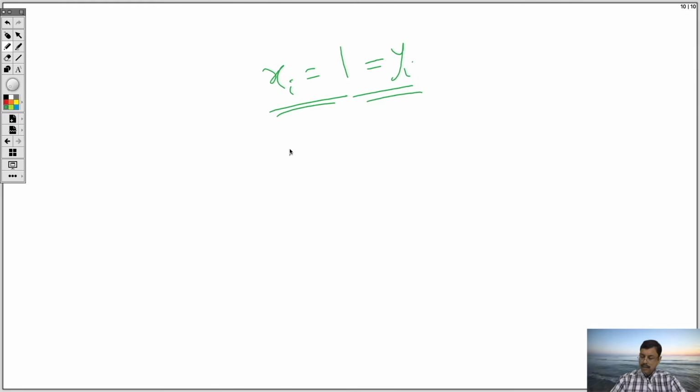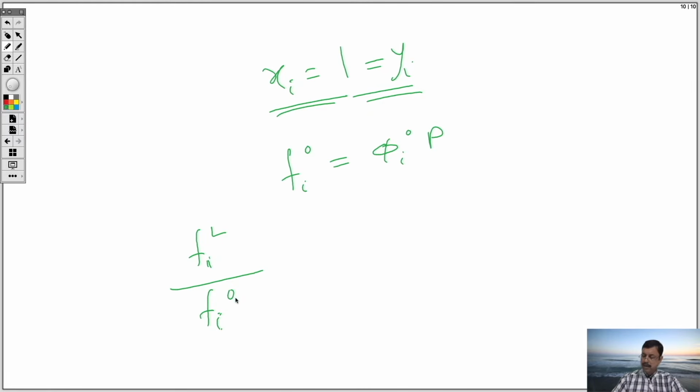In such cases, the fugacity will be represented by Fi naught, which is equal to phi i naught into P, because xi is equal to 1 and yi also equal to 1. And for non-ideal liquid solutions, the fugacity of the components in solution deviates from that of the pure component. So if you find the ratio of FiL and Fi naught, you will find FiL is not equal to Fi naught, it deviates a lot.